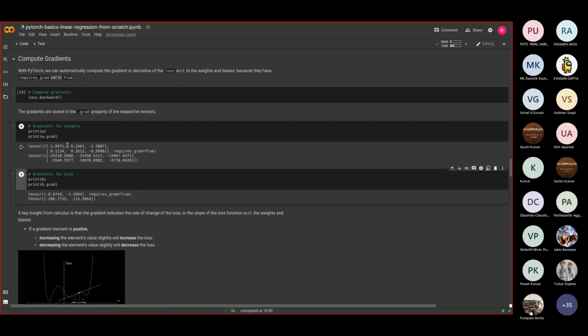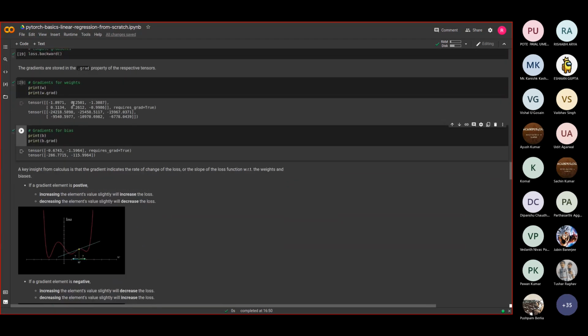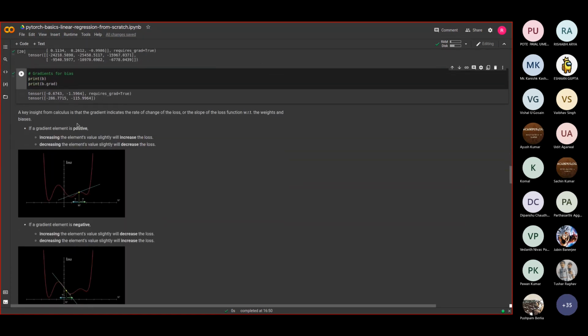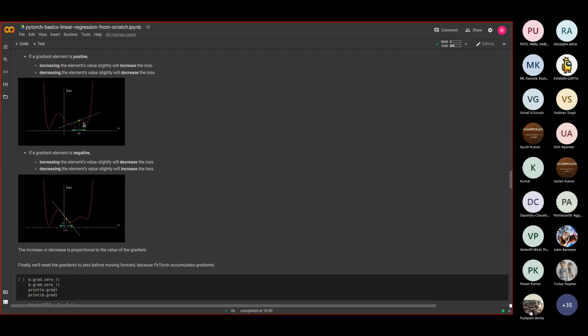Yeah, so we can calculate the gradient with respect to weights and biases, and we have this. So now we just have to update our weights and biases according to this gradient. We've already seen that we can use gradient descent to update our weights.